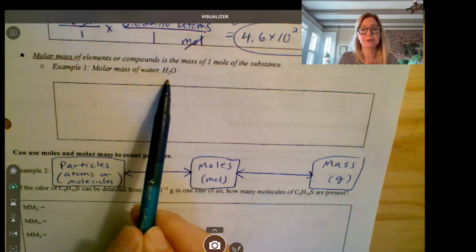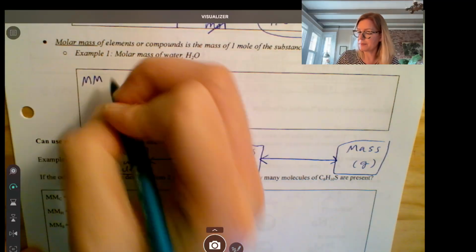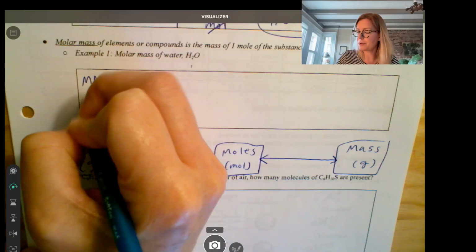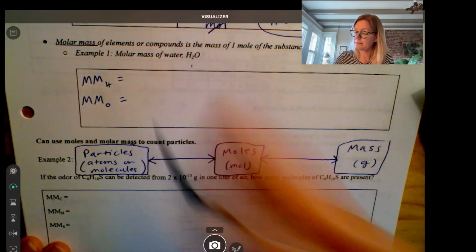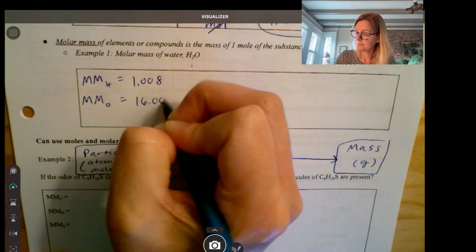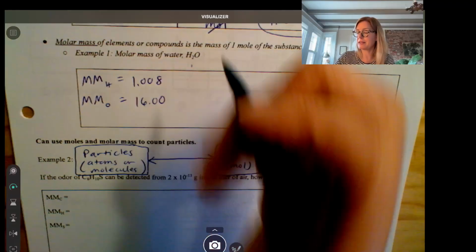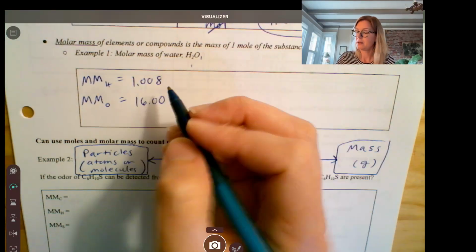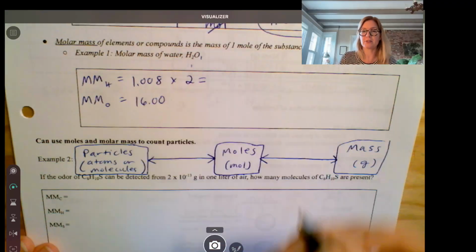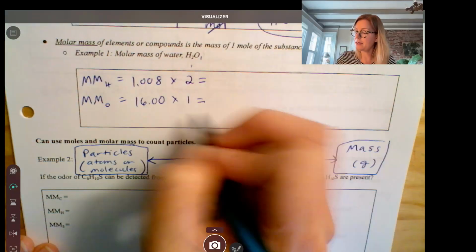So if we wanted to find the molar mass of water, we would do the molar mass, MM, of hydrogen, and the molar mass of oxygen. The molar mass of hydrogen is 1.008. The molar mass of oxygen is 16.00 grams per mole. And notice in water, there's two H's and one O. The O doesn't have a subscript after it, so we know in our mind that it's a 1. So we're going to multiply hydrogen's molar mass by 2, whereas oxygen's molar mass will just be multiplied by 1, and then we're going to add those together.